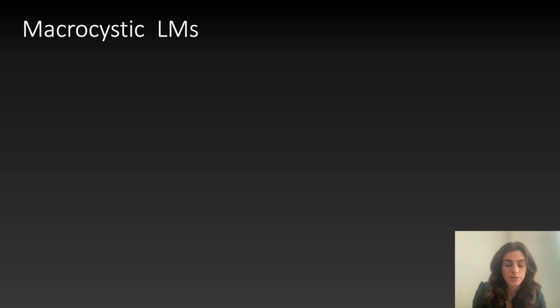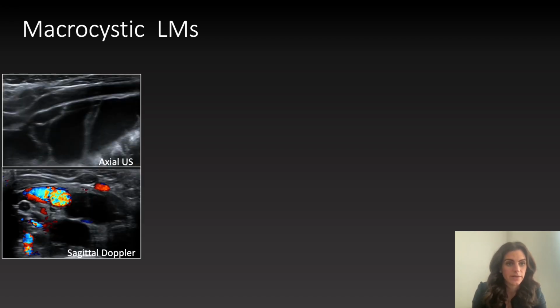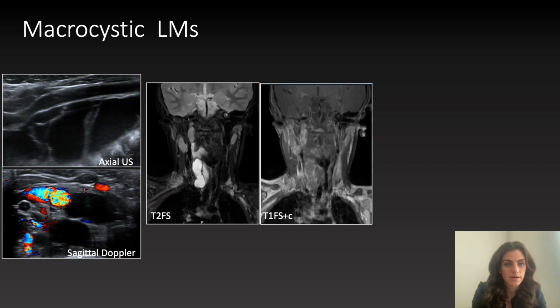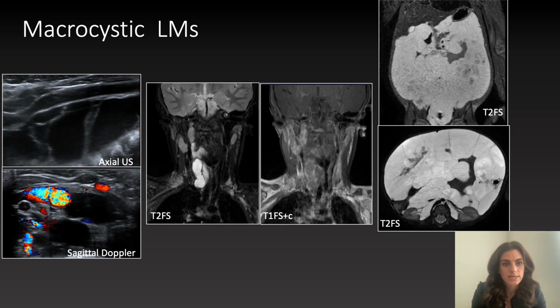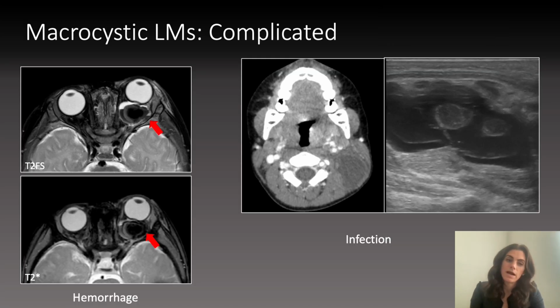Macrocystic LMs are considered to be those which have cysts larger than 1 centimeter in size. They are lobulated, multiseptated masses which appear hypoechoic or anechoic on ultrasound, typically T2 hyperintense. And while the septations may enhance, the internal cysts don't show internal vascularity or internal contrast enhancement. These can occur anywhere in the body. When macrocystic lymphatic malformations are complicated by hemorrhage or infection, they may contain internal T2 hypointense material, T1 hyperintense material, or may contain echogenic debris, which is well demonstrated on ultrasound.